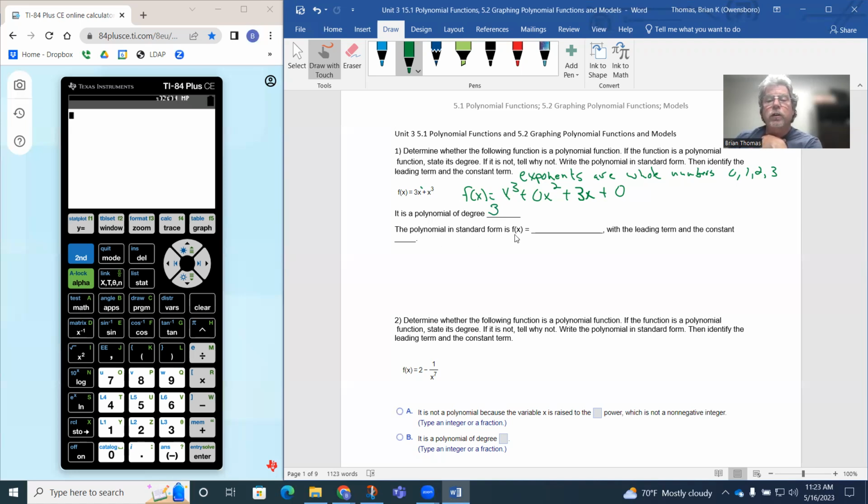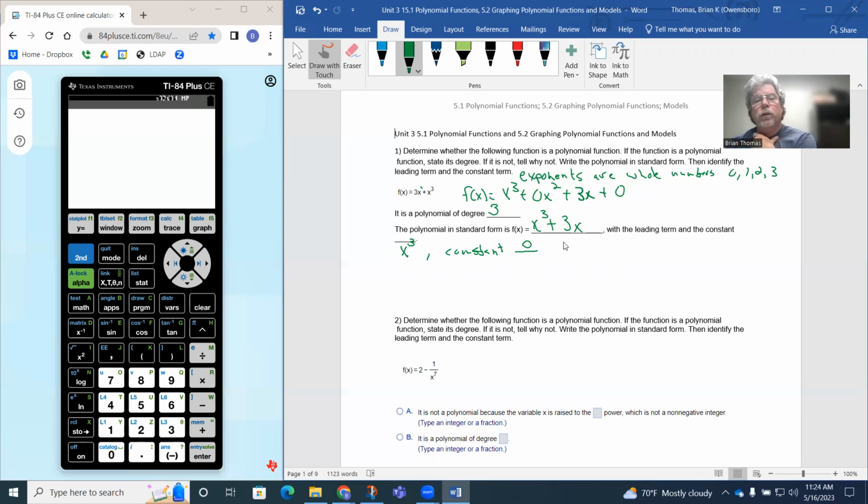So the polynomial function in standard form is going to have the first term be the x cubed. Actually, you don't have to put the quadratic term and the constant in there. They are present, but since their coefficients are 0, in simplified form, we do not include those. So x cubed and then the 3x would be the standard form. So it's supposed to be decreasing. So for the leading term and the constant, the leading term would be the x cubed. And then the constant would be the 0. Since there's not a constant, it would actually be 0.